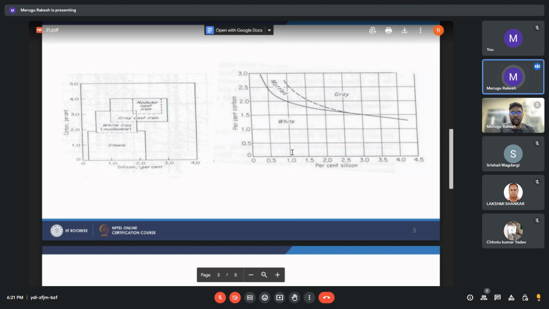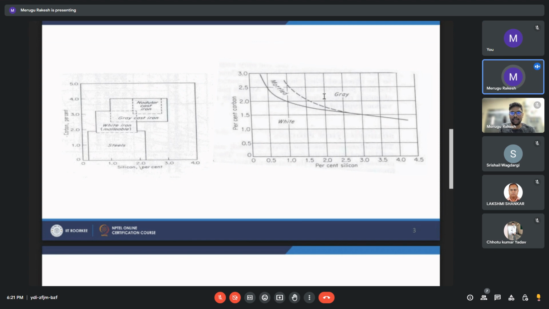Following up, I will discuss what cast iron is and what microstructure is obtained with the different types of cast irons.